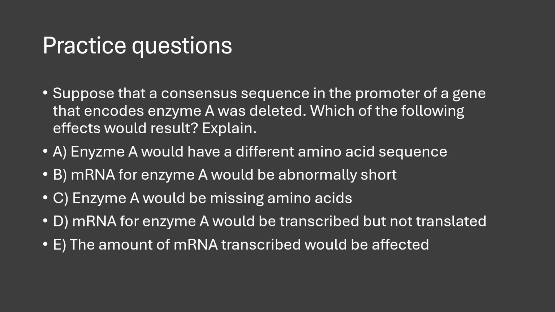Another practice question: suppose that a consensus sequence in the promoter of a gene that encodes some enzyme, called enzyme A, was deleted. Which of the following effects would result? So you can pause the narration and think what you would answer. A, enzyme A would have a different amino acid sequence. B, mRNA for enzyme A would be abnormally short. C, enzyme A would be missing amino acids. D, mRNA for enzyme A would be transcribed but not translated. Or E, the amount of mRNA transcribed would be affected.